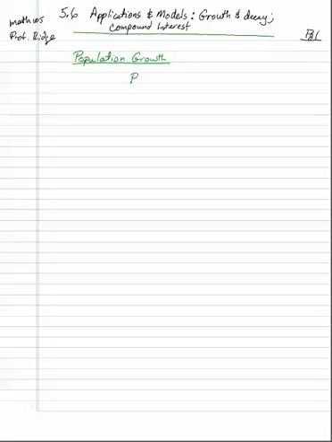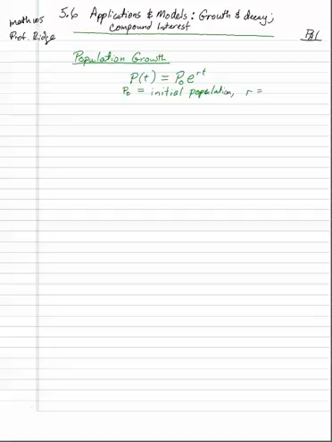Alright, so population growth. We can use the formula. It's an exponential function, P sub 0 e to the rt, or you can read that as P naught. P sub 0 or P naught, whichever way you want to read it. That's going to be your initial population. That's the population when time equals 0. That's why we use the sub-zero. So that's our initial population.